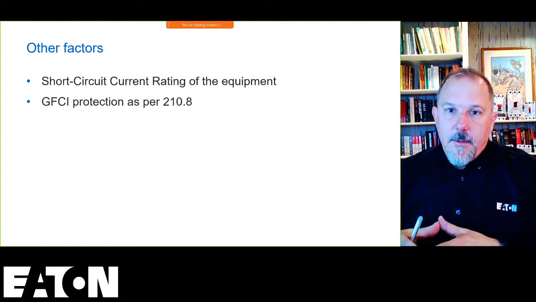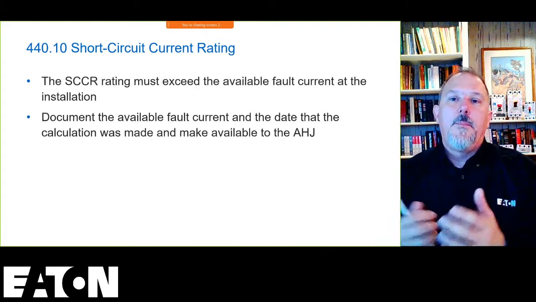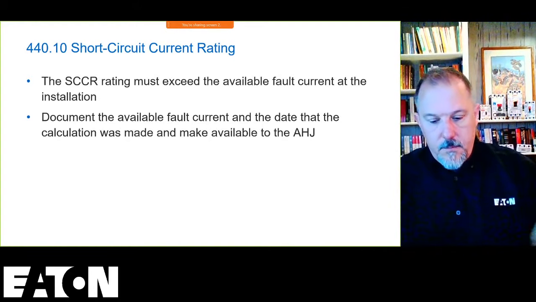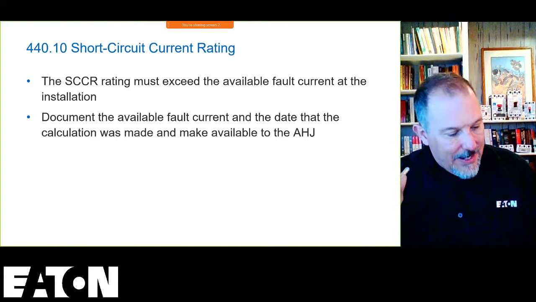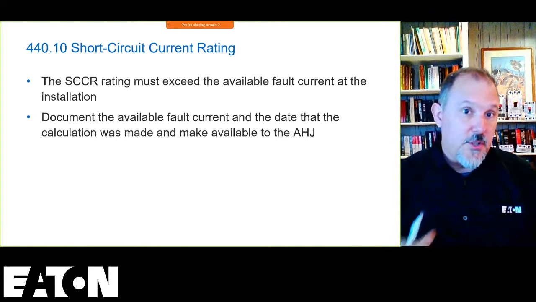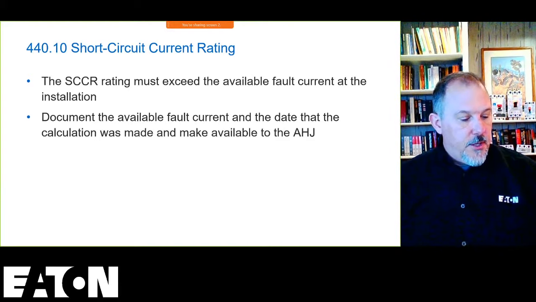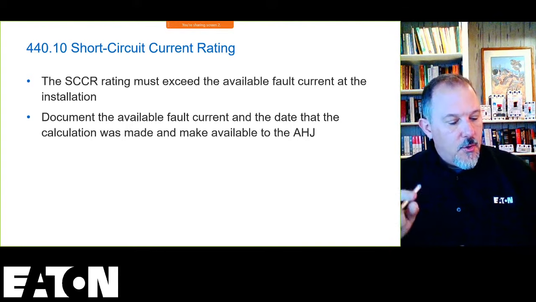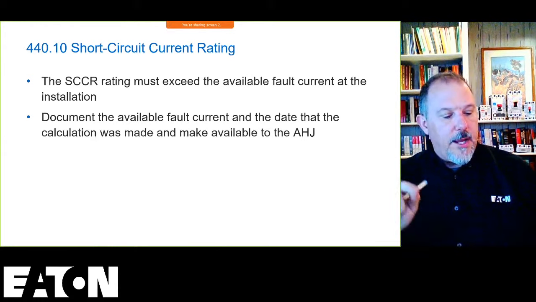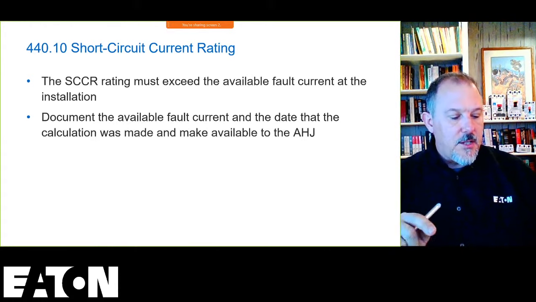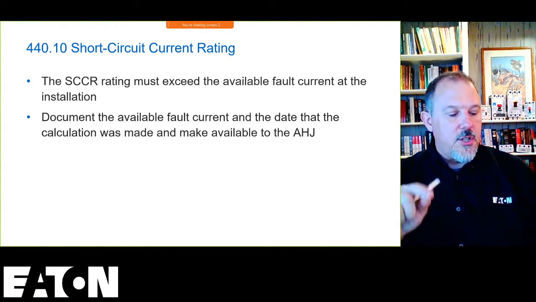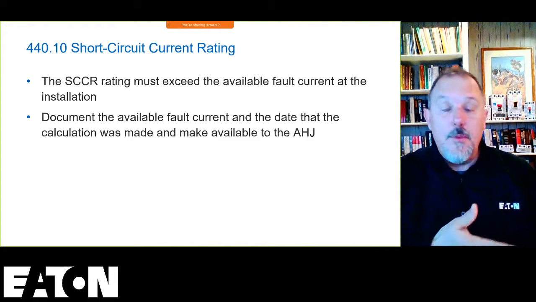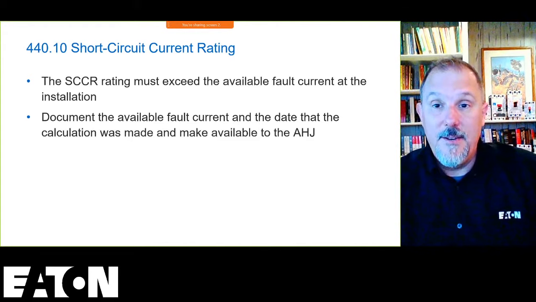The short circuit current rating of the equipment is based upon 440.10. So if I go back to 440.10, the title of that section, well, it's right there, short circuit current rating. I'm going to read you, there's an A and B to 440.10. A says, motor controllers or industrial control panels of multi-motor and combination load equipment shall not be installed where the available fault current exceeds its short circuit current rating as marked in accordance with 440.4(B). Now, technically, you don't need to say that because you've got 110.10, right?